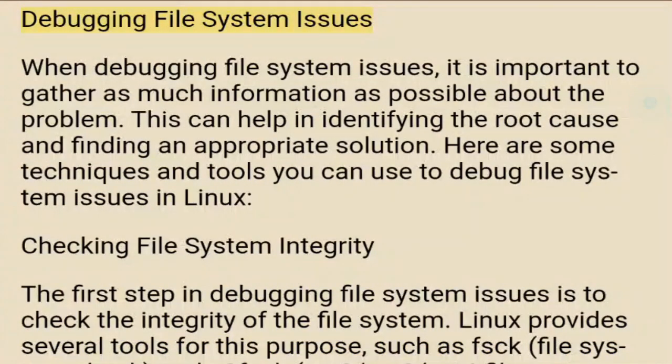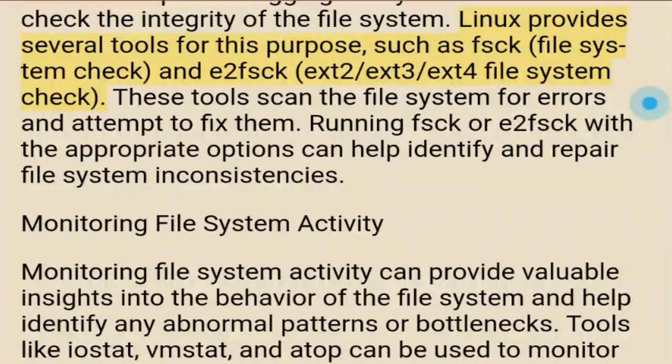Debugging file system issues. When debugging file system issues, it is important to gather as much information as possible about the problem. This can help in identifying the root cause and finding an appropriate solution. Here are some techniques and tools you can use to debug file system issues in Linux. Checking file system integrity. The first step in debugging file system issues is to check the integrity of the file system. Linux provides several tools for this purpose, such as fsck, File System Check, and e2fsck, ext2, ext3, ext4 File System Check. These tools scan the file system for errors and attempt to fix them. Running fsck or e2fsck with the appropriate options can help identify and repair file system inconsistencies.